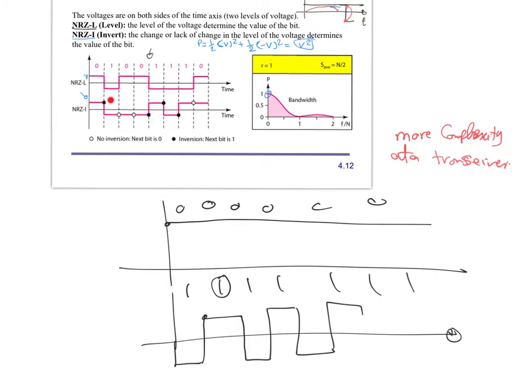So if the current is 1 and the previous voltage is positive, then I have to turn to negative. If it's negative, I have to go to positive. And if it's 0, then if the previous is positive, it stays positive. If negative, it stays negative, and so on. So this adds more complexity on the transceiver at the transmitter side as well as at the receiver side. It also causes another slight problem called error propagation.